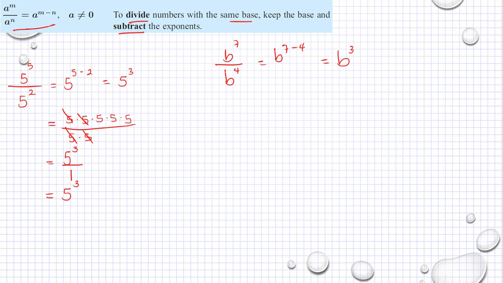Why? Because b raised to 7 is b times b times b times b times b times b, 1, 2, 3, 4, 1 more, divided by b raised to 4, which is b times b times b times b. Then all of those will be 1, so we have only b raised to 3 left, divided by 1, or we express that just as b raised to 3.